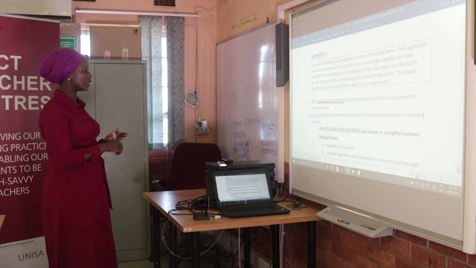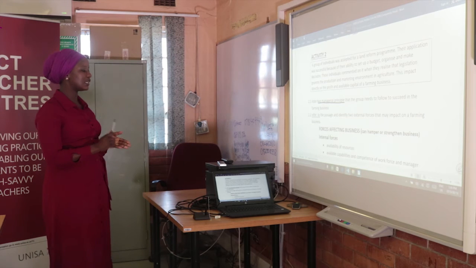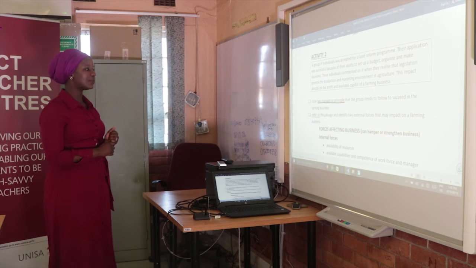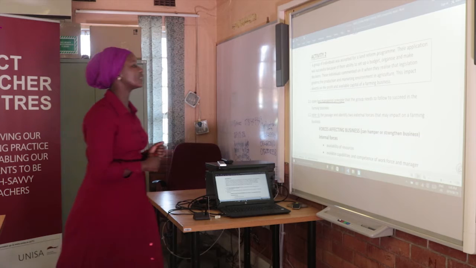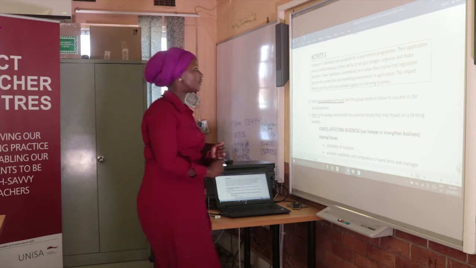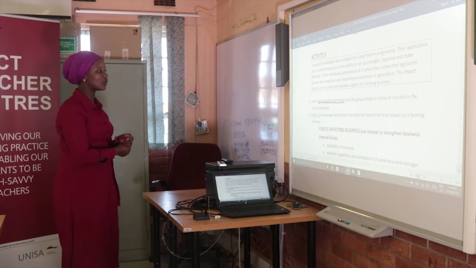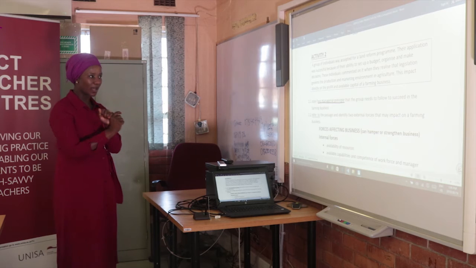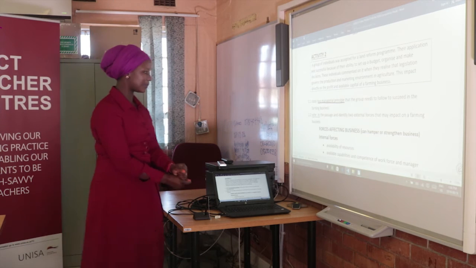So we speak of the 3. Number 1, they need to come up with a plan. Number 2, they implement the plan, and then they control. Refer to the passage and identify 2 external forces that may impact on the farming enterprise. What are the 2 forces that are not within the business that might affect a farming enterprise?